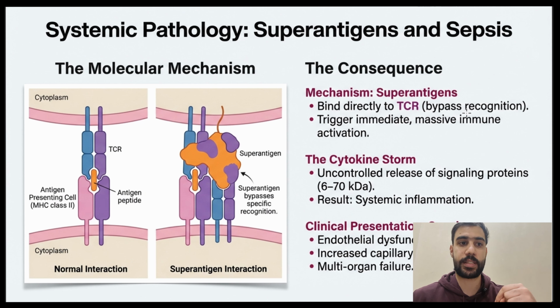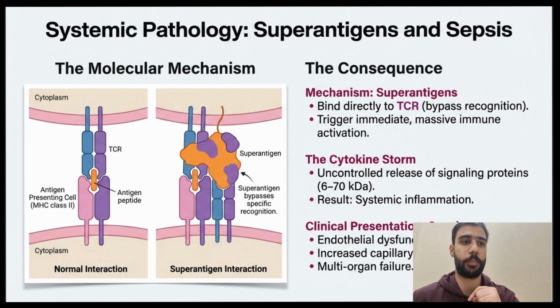And this will induce a cytokine storm. We will get into cytokines in our next lecture. But these proteins are like signals, and they will result in systemic inflammation. The clinical presentation of a big cytokine storm is sepsis, which will give us endothelial dysfunction, increased capillary permeability, and multi-organ failure. We will get into this inside our immunology section.